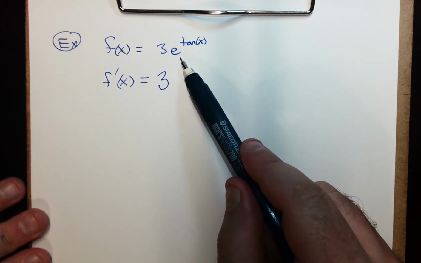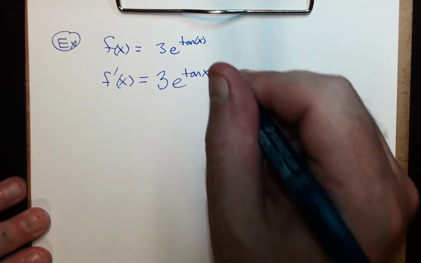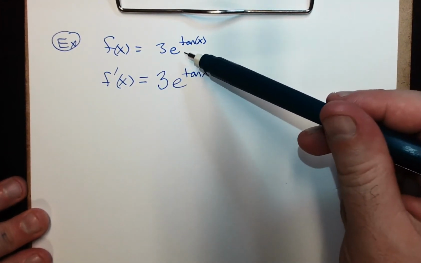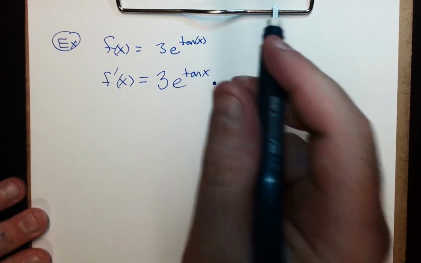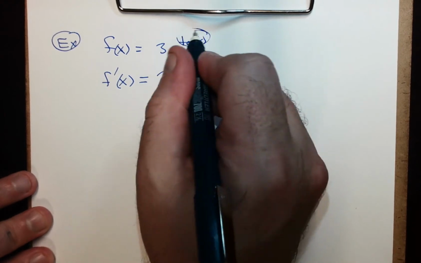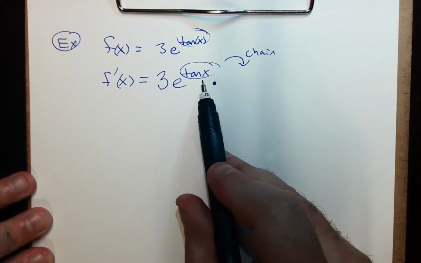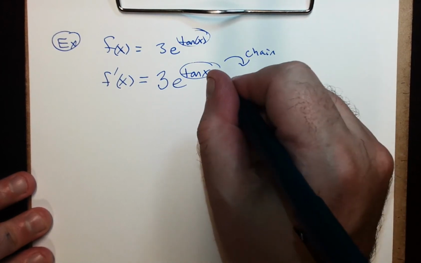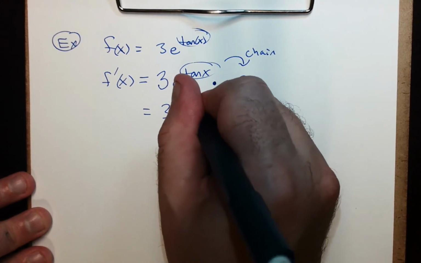Well, what's the derivative of e to the x? The derivative of e to the x is e to the x. So the derivative of 3e to the tan x is 3e to the tan x, right? Because the derivative of e to the x is e to the x. However, the chain rule makes you multiply by the derivative of what's inside. So what's inside was this tan x.